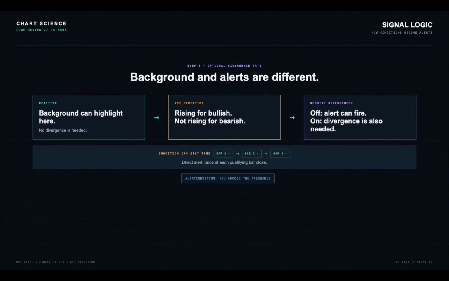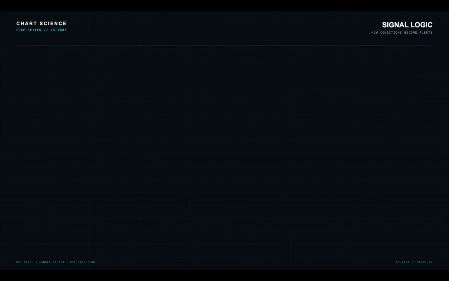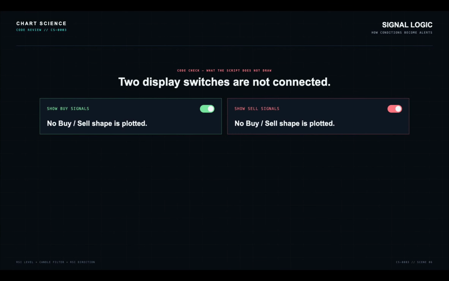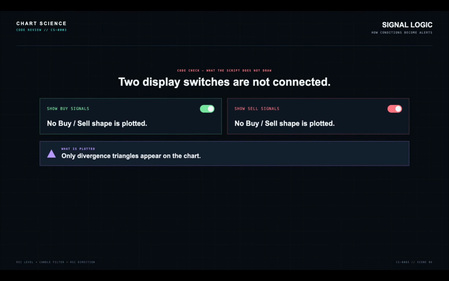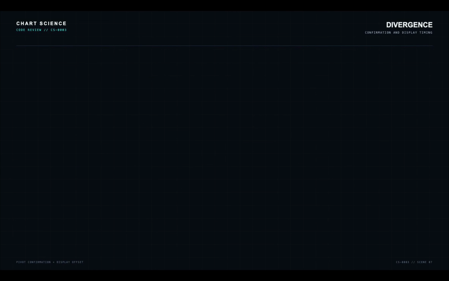And here is a real code issue. The script has show buy signals and show sell signals switches, but it never draws those signals. Only the divergence triangles are plotted. So a big buy marker shown in the video would need to be added to the code or shown as a separate illustration.